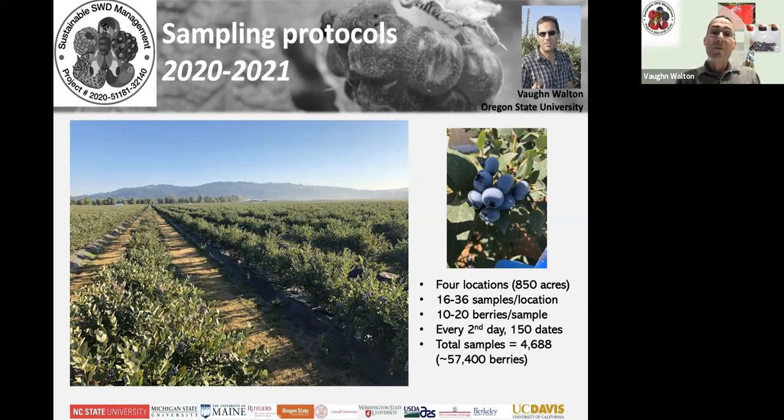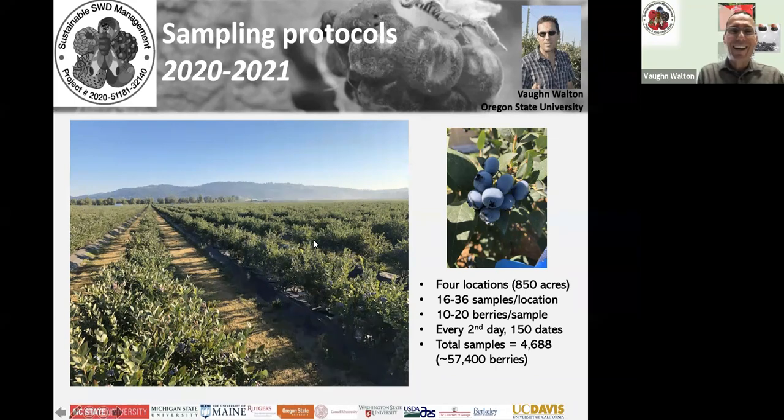overall during the 2 years, a total of about 850 acres. We did similar sampling to what Rufus and Phil did in their experiments, 16 to 36 samples, 10 to 20 berries per sample. And then we went every second day, a total of 150 dates, about 37 dates per location. Quite a few samples, about 4,600 over those two years, about 57,000 berries that were looked at under the microscope. Quite a lot of berries to look at.